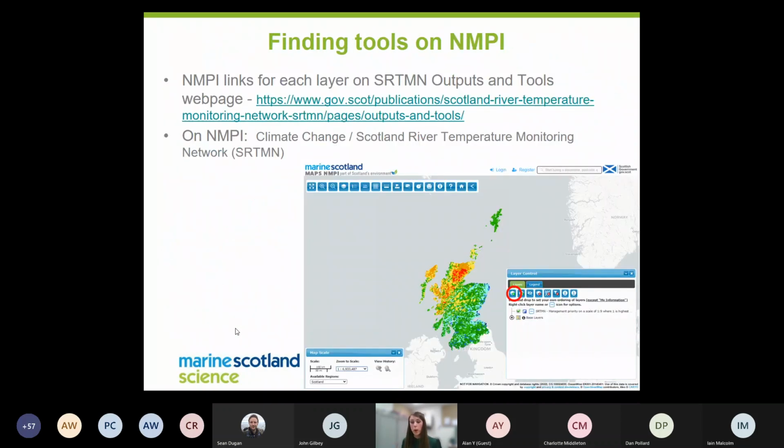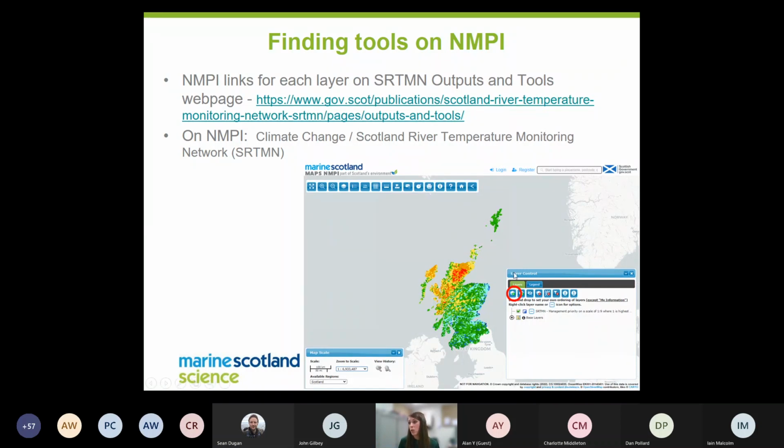If you're going from the web pages, each of the layers has a direct link to the NMPI layer from the web page. So if you click on that link, it will open NMPI and it will show you the layer that you've chosen. If you're accessing directly from NMPI, or you've opened one layer and you want to open an additional layer, you can readily add in any layer from NMPI, whether it's the Scotland River Temperature Monitoring Network or any other layer that might be of interest.